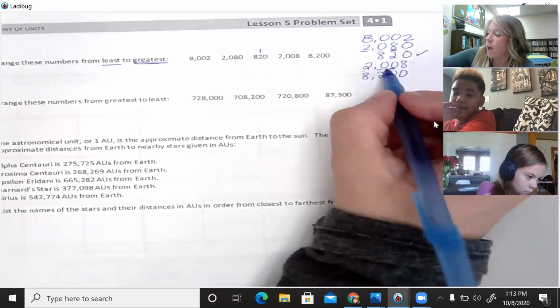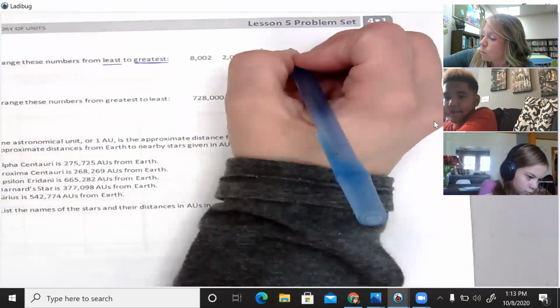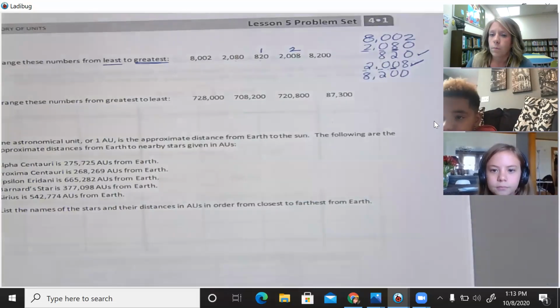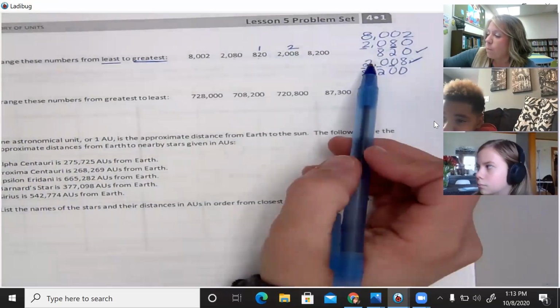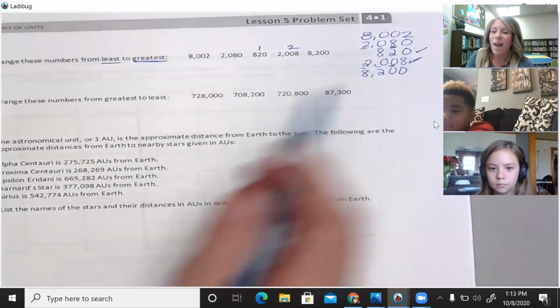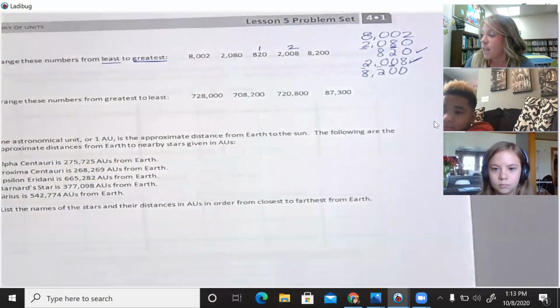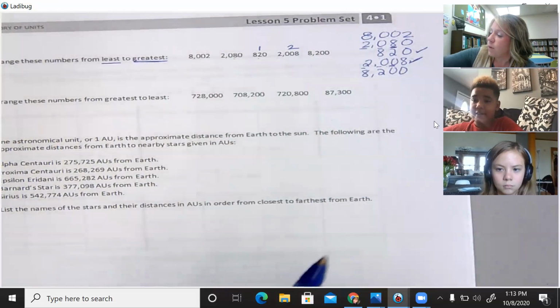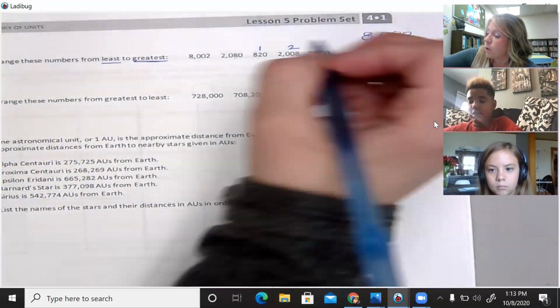2008. So we know that one's going to come next. So I'm going to put a 2 here. I'm going to check that one off. So, Trace, since we know this number is eliminated, what has to be the next smallest number? It's the only one left with the 2 in the thousands place. 2080. Very good. So that's going to be third.